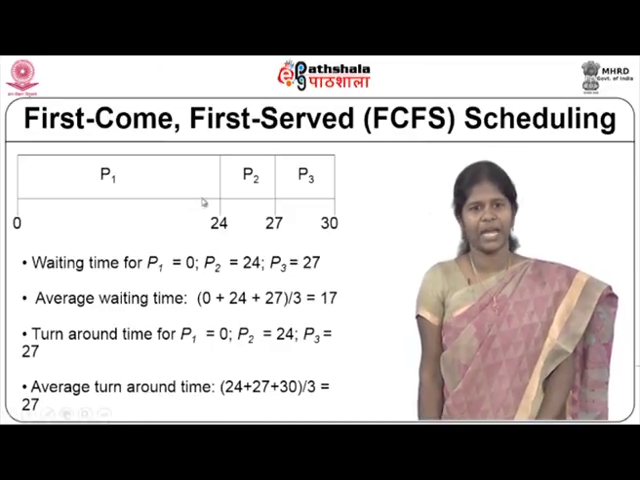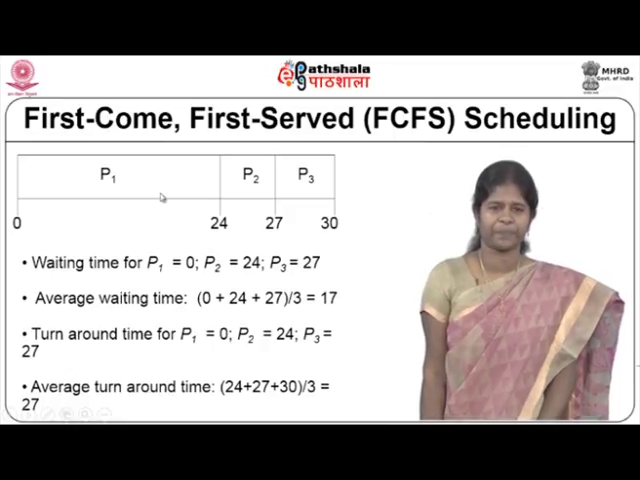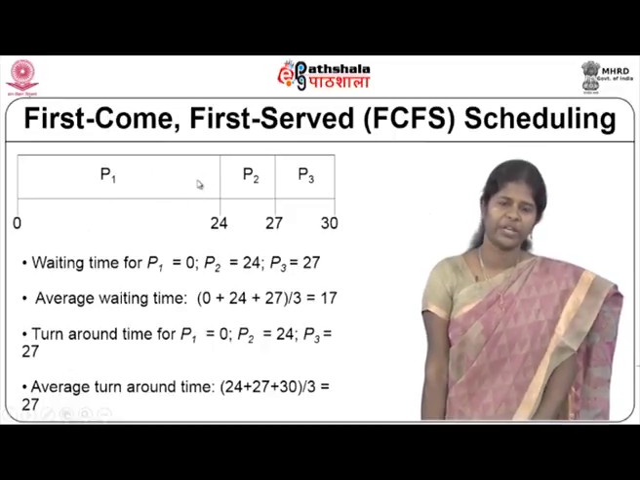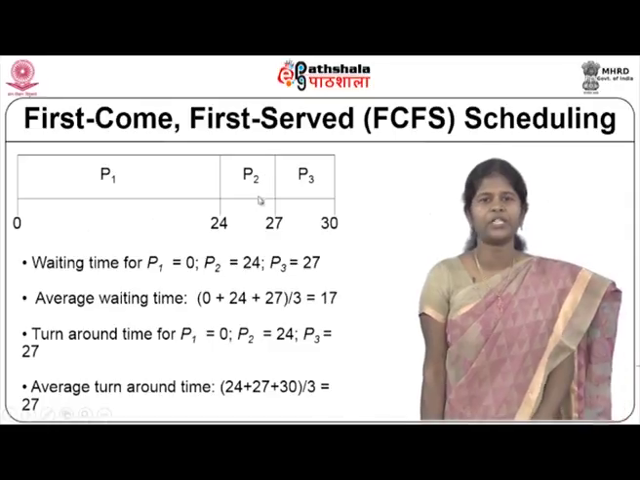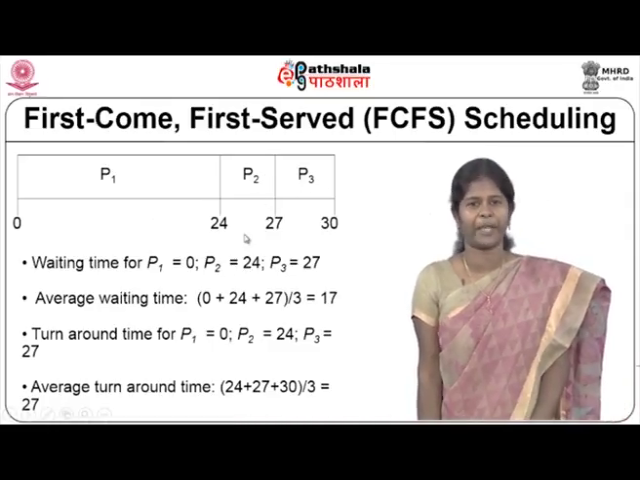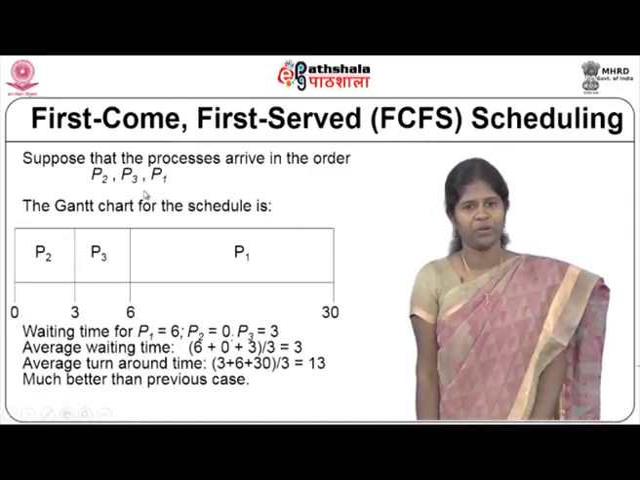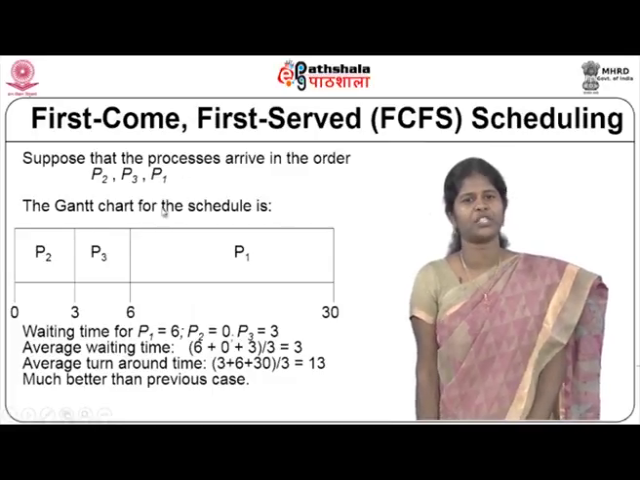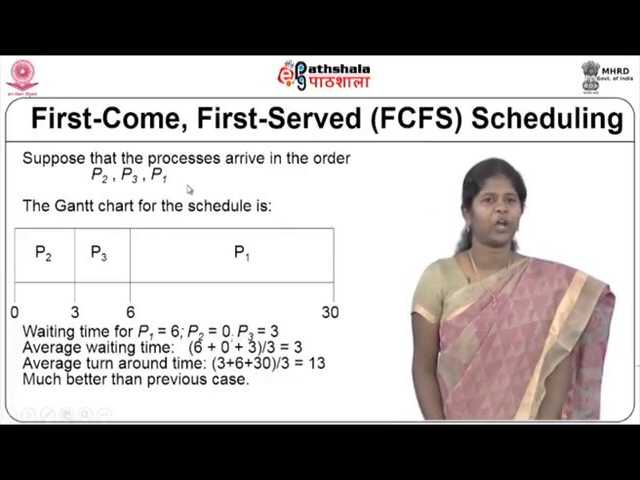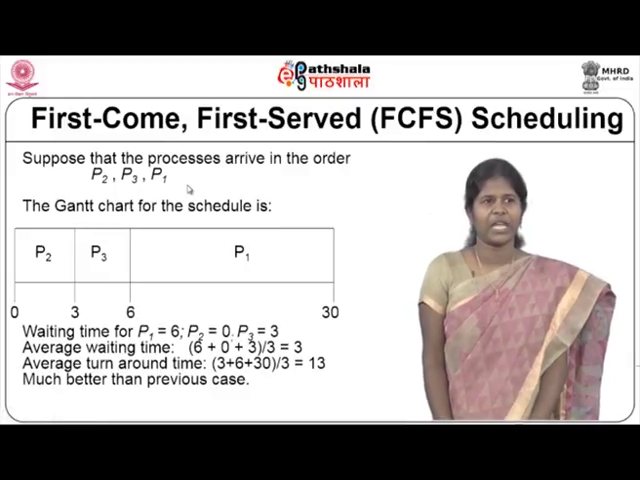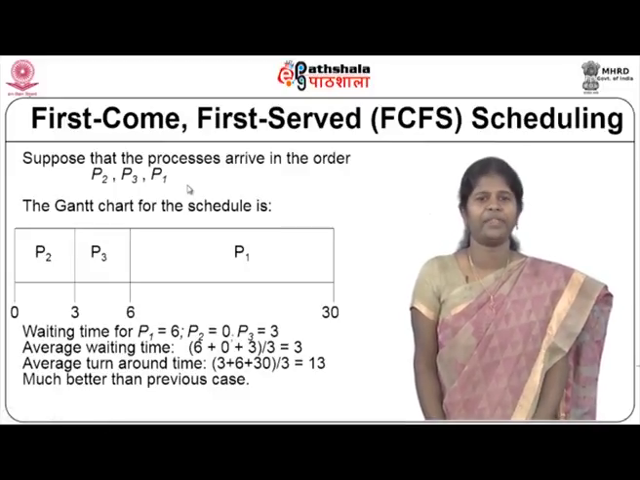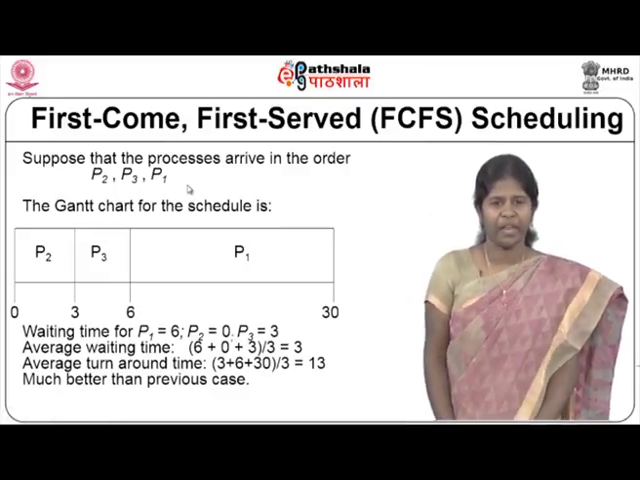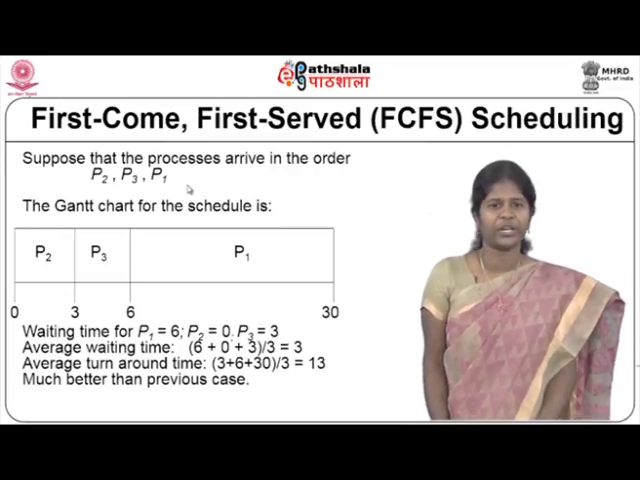Now, here we see that this P1 is a very long process, and because this P1 was scheduled first, P2 and P3 had to wait for a long amount of time. So, suppose the processes had arrived in a different order: suppose P2 had arrived first, then P3, and then P1. How will the Gantt chart for the schedule look?